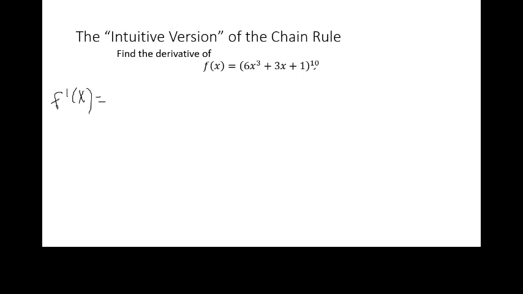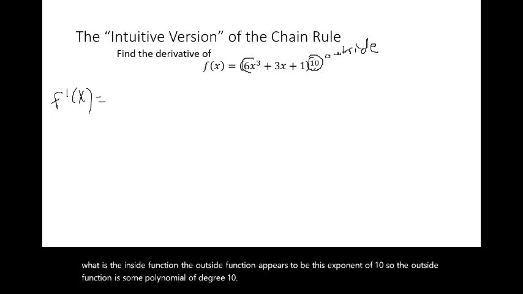So you have to identify what is the outside function and what is the inside function. The outside function appears to be this exponent of 10. So the outside function is some polynomial of degree 10. That means the inside function is the 6x cubed plus 3x plus 1.